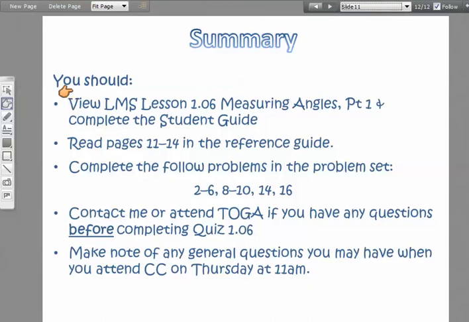And then what you should be doing is view the lesson in the LMS, reading the pages 11 through 14 in the reference guide, completing the following problems in the problem set. This is good practice to make sure you're going to do good on the quiz. Contact me before you take the quiz if you don't understand anything, because there are no retakes or corrections. And make note of any general questions you may have when you attend CC on Thursday. And that's the end of lesson 106.